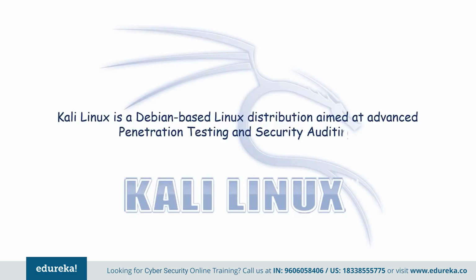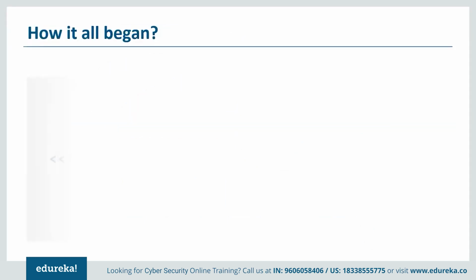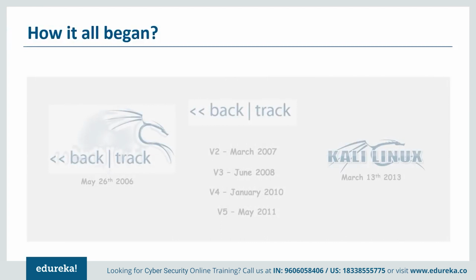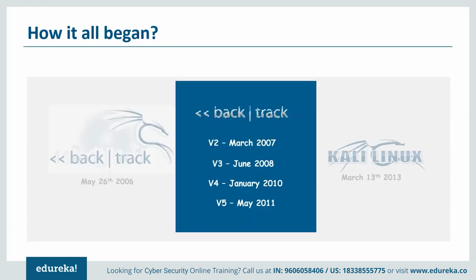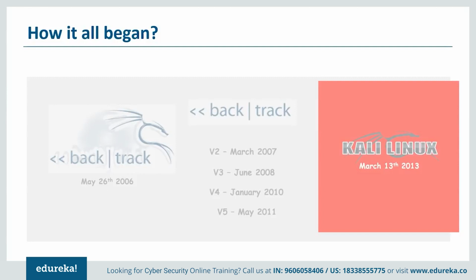But to be precise, Kali Linux was developed by Offensive Security as a rewrite of Backtrack. Now you might be wondering what Backtrack is, right? Backtrack was a Linux distribution that focused on security. It was used for digital forensics and penetration testing. Its first version was released on May 26, 2006, and in the subsequent years, different versions of Backtrack were released with updates and advanced features. And finally, in March 2013, the Offensive Security team rebuilt the entire Backtrack architecture around the Debian distribution and released it under the name Kali Linux. So that's how Kali Linux came into existence.